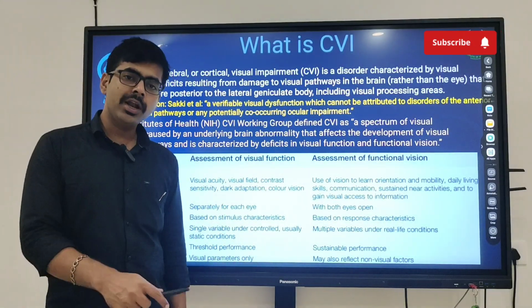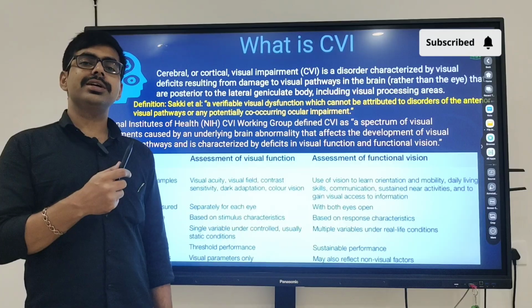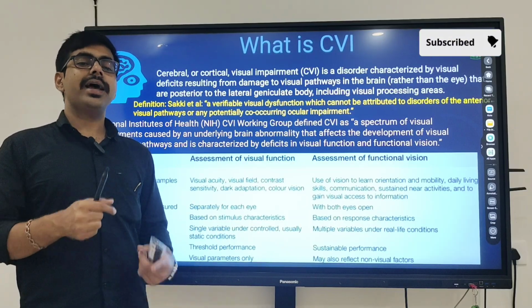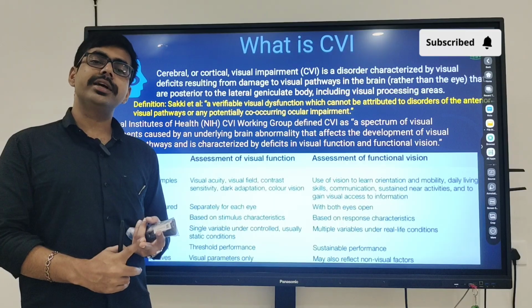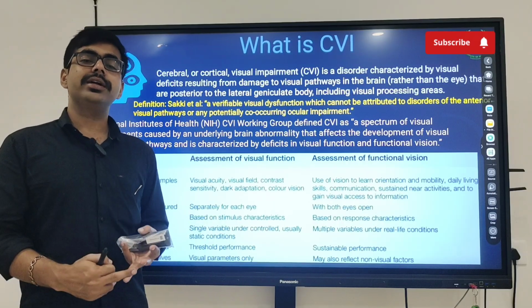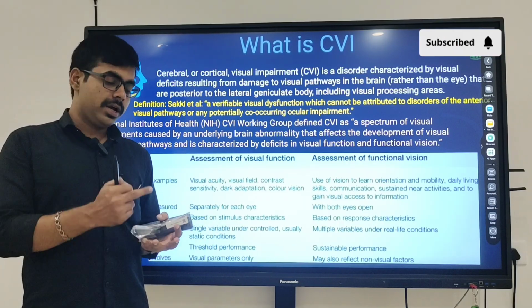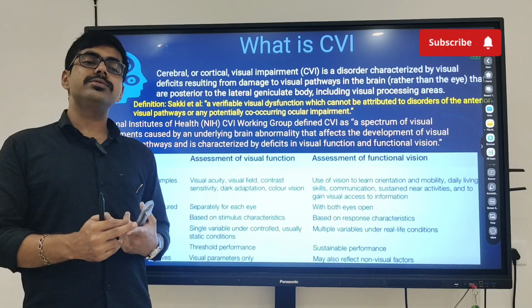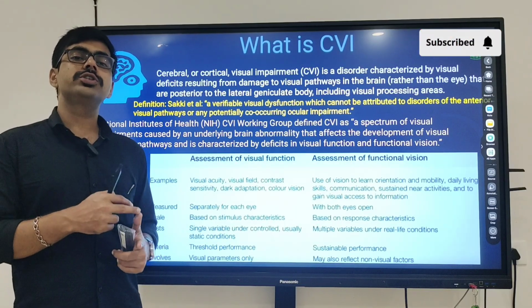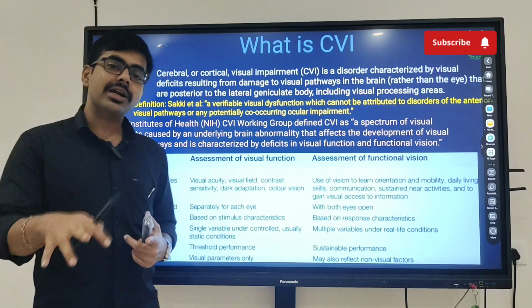Like in our CVI series, we are going to discuss that there will be multiple parameters like orientation, mobility, where the object is presented, what the object is, recognition of the object, recognition of facial expression, recognition of the orientation of the object, then identifying routes, identifying objects in a crowded environment.